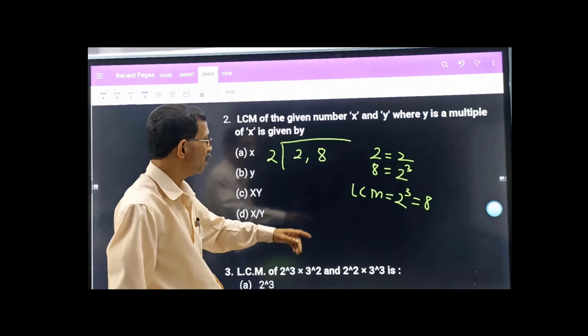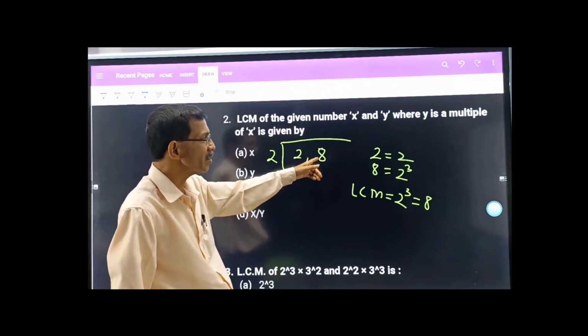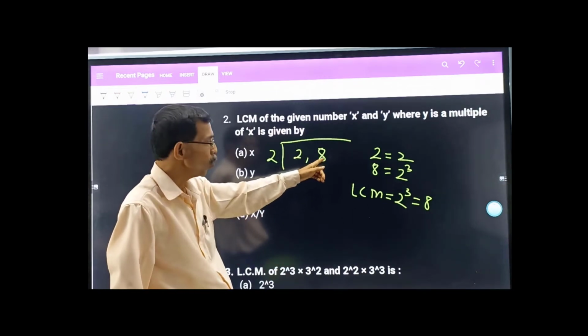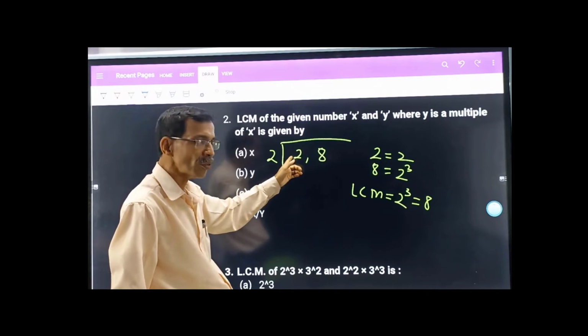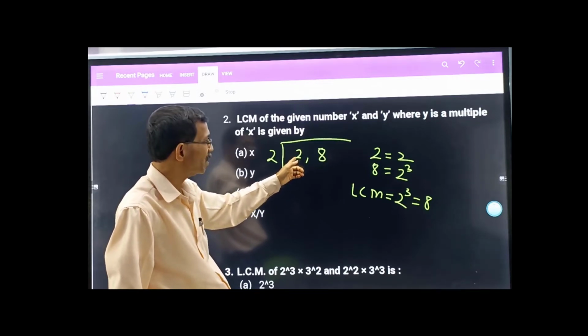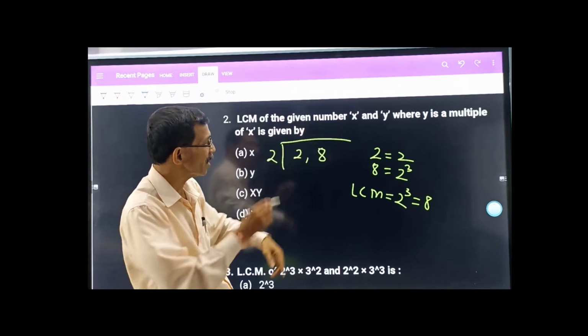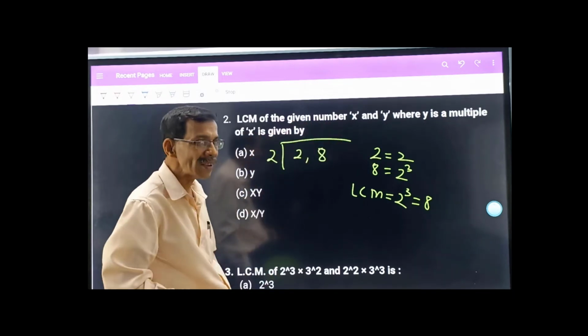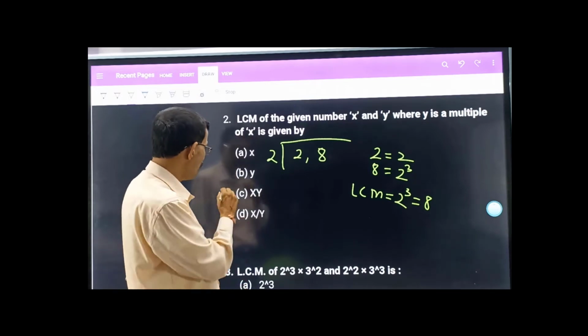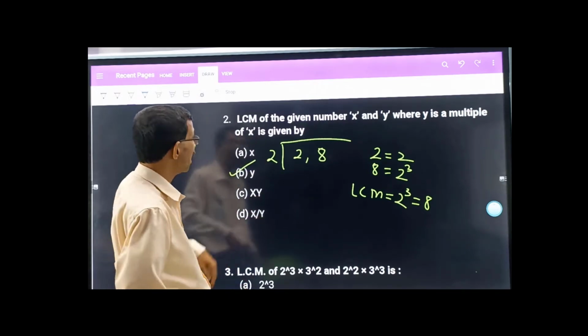And you see here that 8 is the highest number among the two, and the highest number is a multiple of the other number. So here x and y are the numbers and y is the multiple, so y is higher. So our answer here is therefore y.